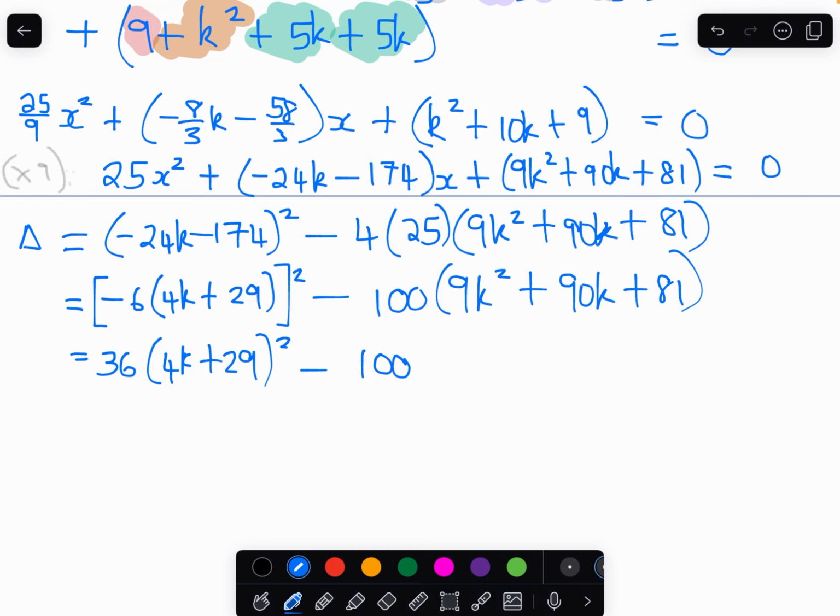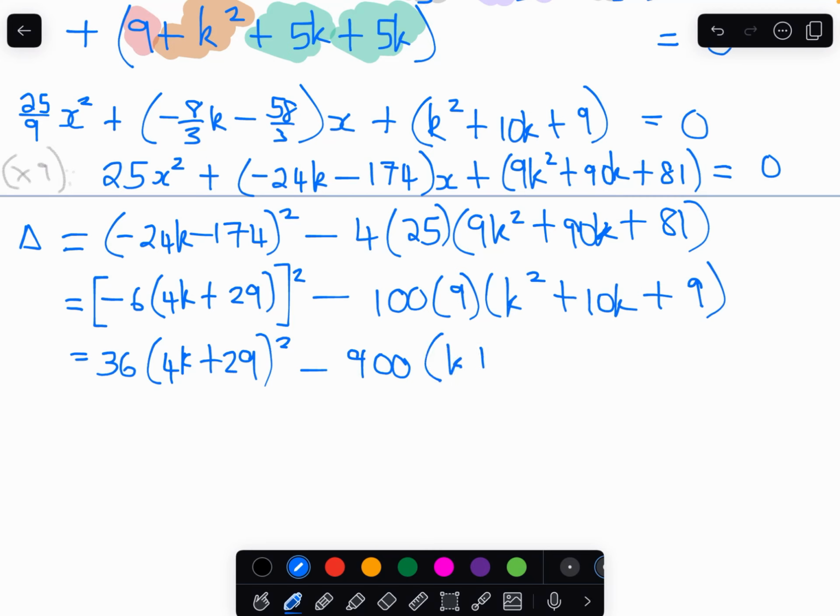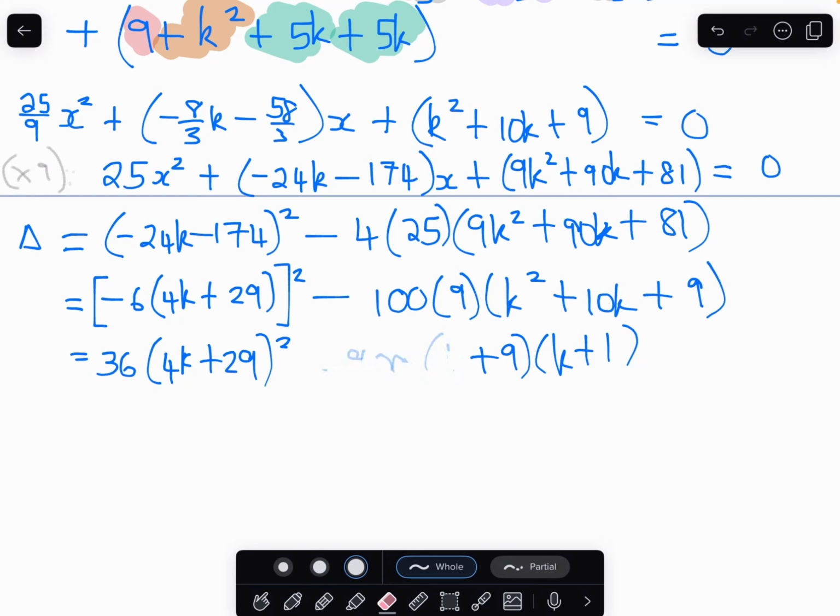Oh, could this be a difference of squares? Let me see if I can factorize this. Over here we can factor out a 9 just so we can see more clearly what is going on. k squared plus 10k. I don't think it's going to be a difference of squares. So this will be 900 and this will be k plus 9 times k plus 1. So no difference of squares. Let us multiply out.